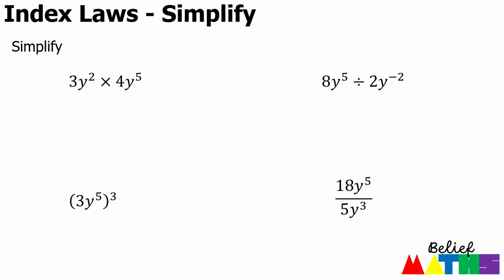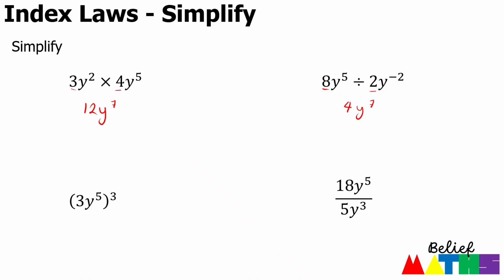Again, now we've got slightly different ones here. What we have is a coefficient. We've got a number before each of these. So in this case, we still have y to the 7, but we also have to multiply the 3 and the 4, which is 12. Same idea with the next one. We do the 8 divided by the 2, which is 4. Subtracting our powers, we get y to the 7 again, because 5 take away negative 2 is 7. But it's just that idea of those coefficients at the start.